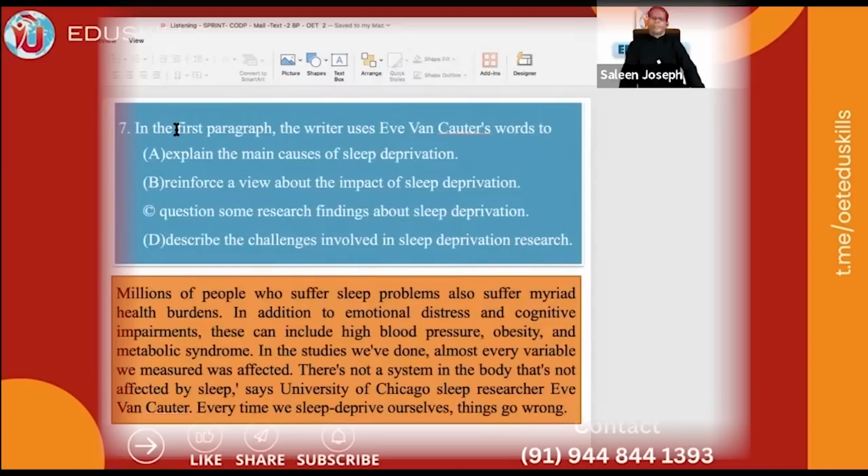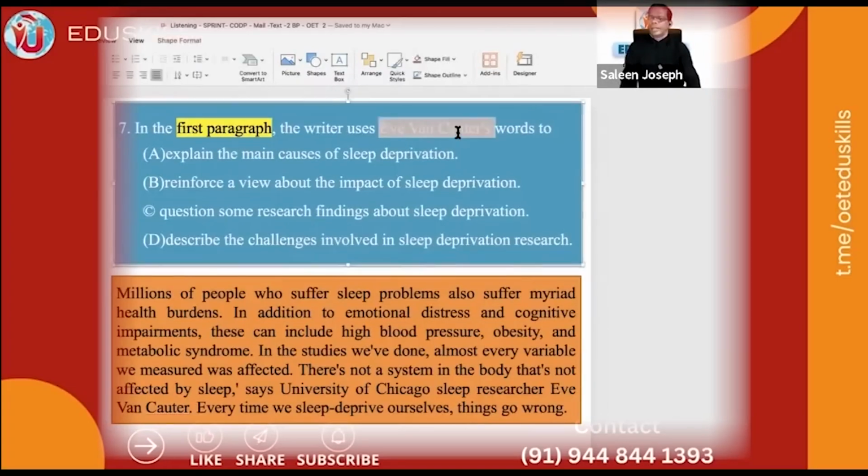Okay. Here, the first paragraph is important for the beginner specifically because you need to number the paragraphs. As soon as you get the text, read the text and try to number the paragraphs so that you immediately go to the concerned paragraph for each question, so that you don't waste time. And Carter's name is also important.